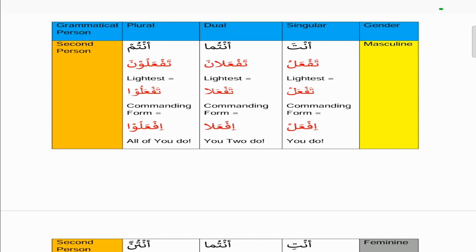Taf'aluna is the antum version, and again because it's an ending combination, we remove the noon to make it lighter, taf'alu. Then we remove the ta. Once the ta has been removed, the fa has a sukoon, so we put an alif on it, and the alif will take a kasra because the second to last letter in the huwa version has a fatha, so it becomes if'alu, which means all of you do, and the all of you can include a group of men and women.